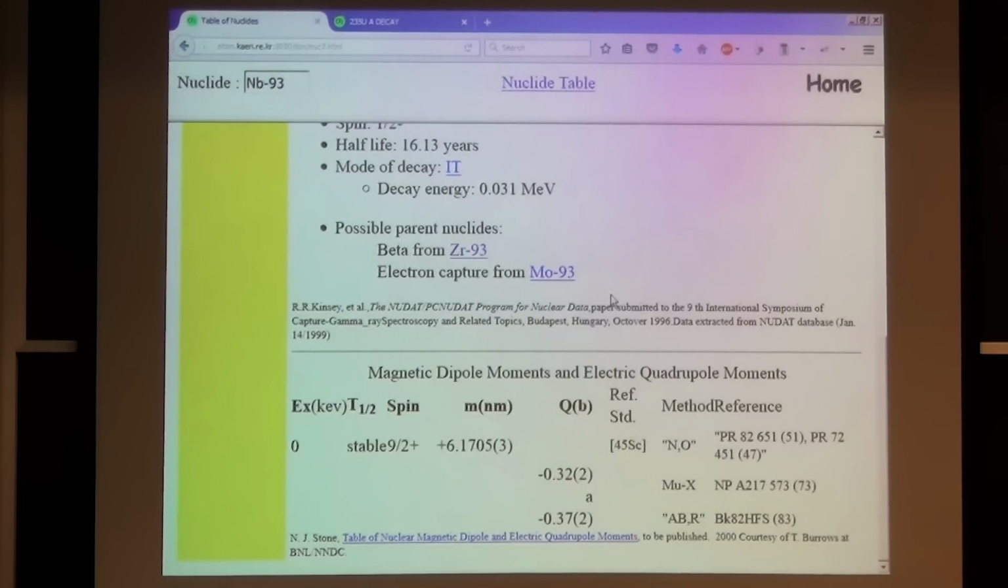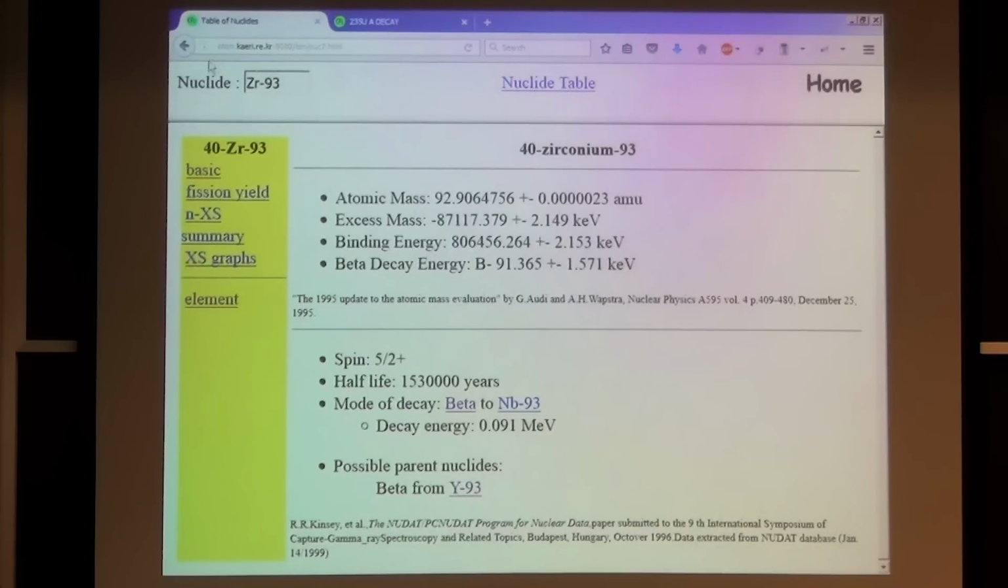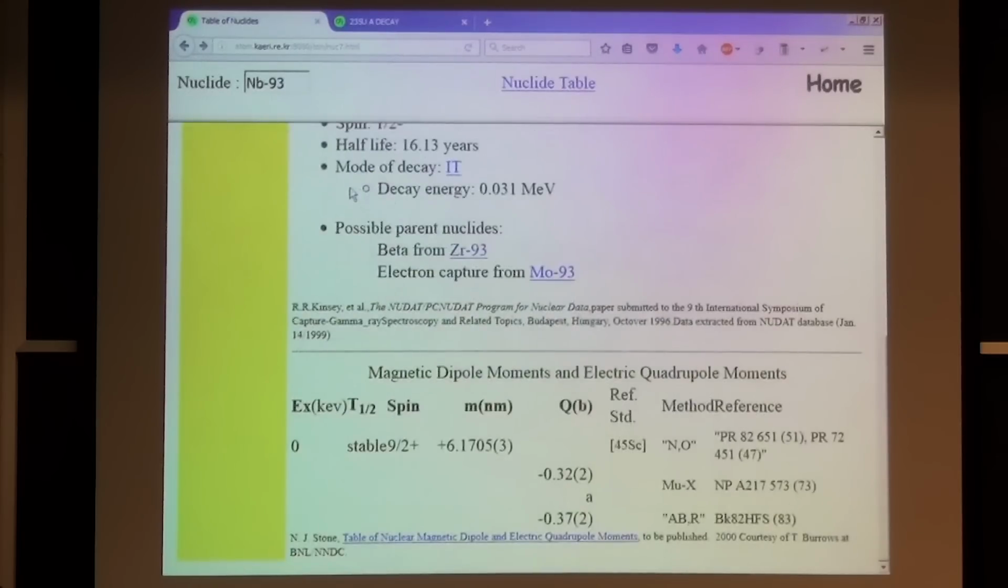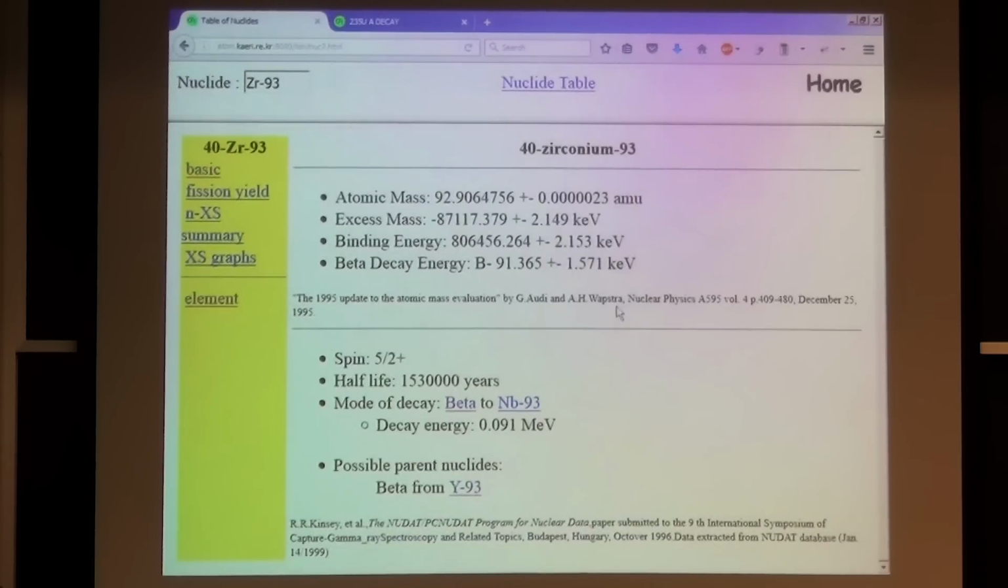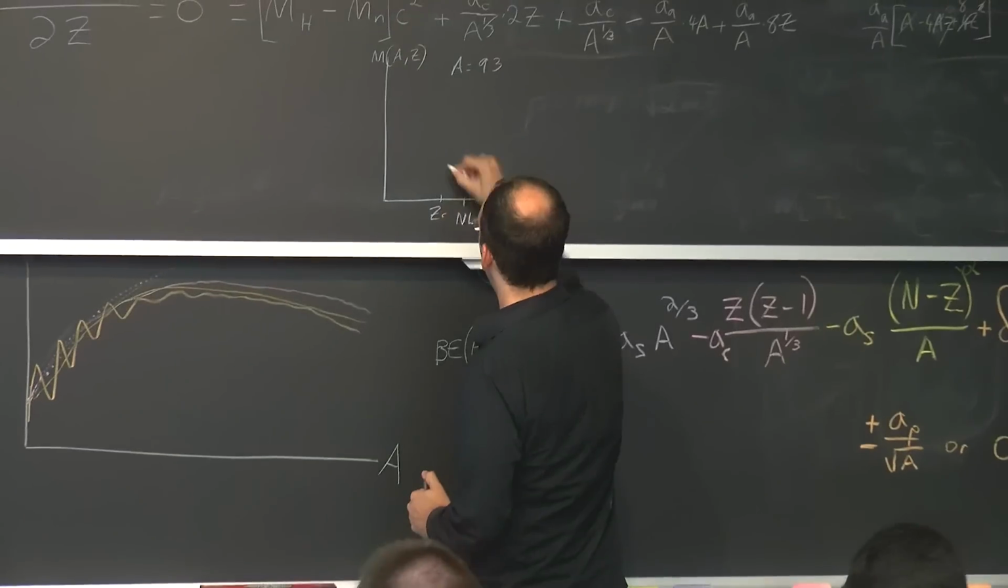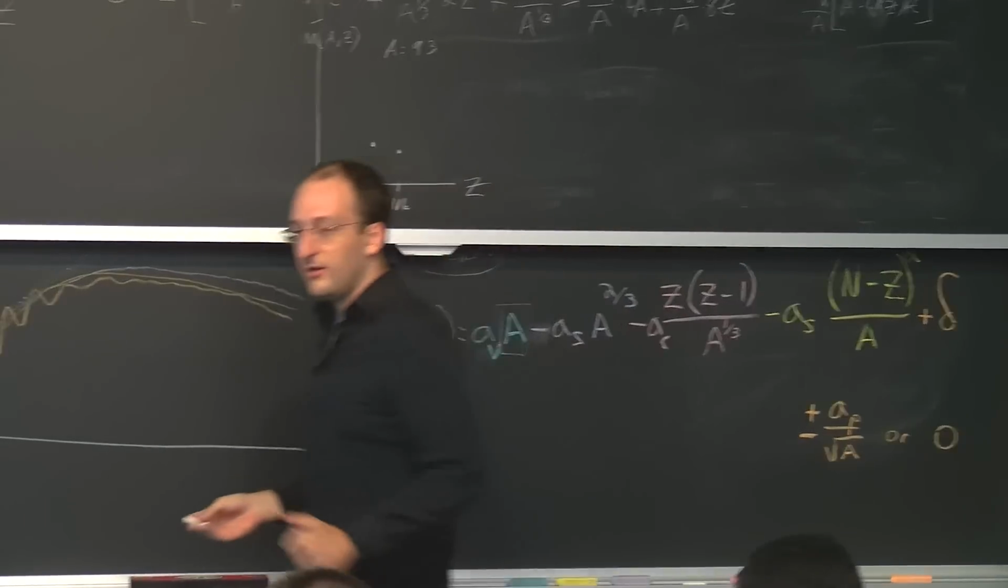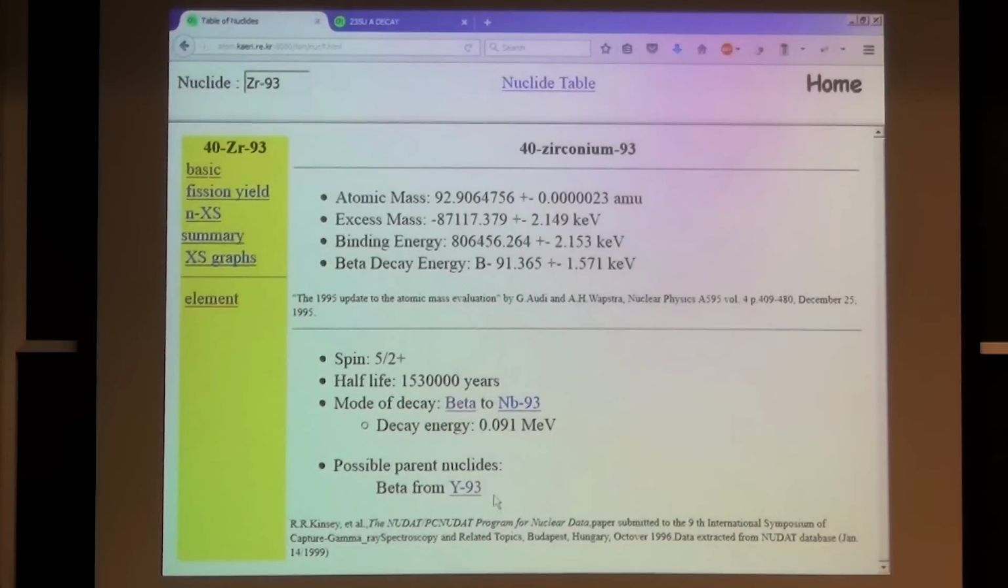And now's a good time to start introducing these different modes of decay. So you can figure out, how would a nucleus decay to get to the most stable place? Let's say it came from zirconium 93, and niobium has a proton number of 41. So zirconium beta decays to niobium 93 with an energy of 0.091 MeV. Very, very close, so we'll draw it slightly higher. That's about 91 keV.